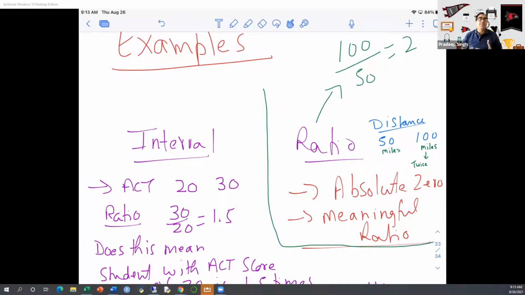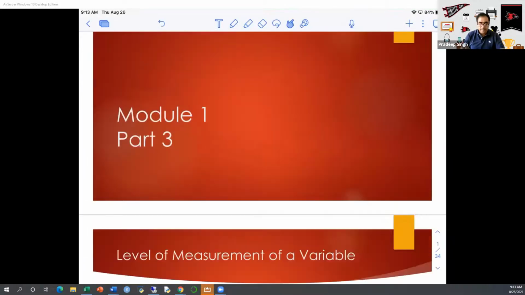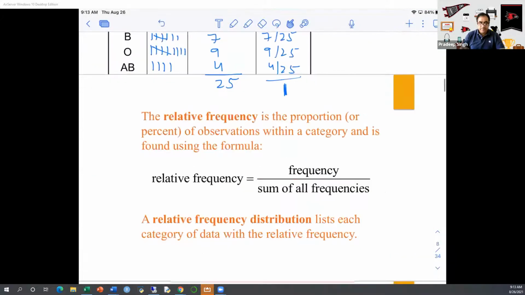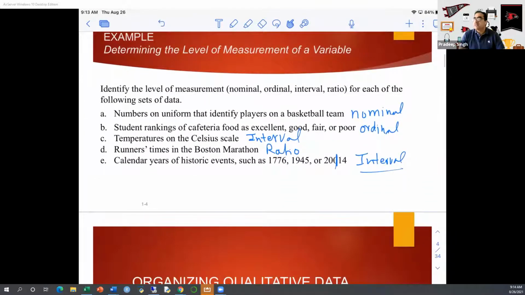So whenever you have to answer the question of what the level of measurement is, whether it is interval or ratio, this is the question you have to ask, right? And then you decide whether it is interval or ratio. Okay, so let's look at a few examples. Numbers on uniforms that identify players. That is just an identifier. So that is nominal level of measurement.